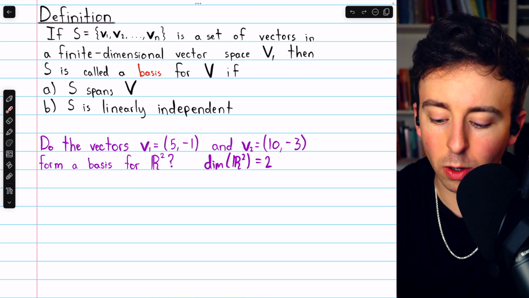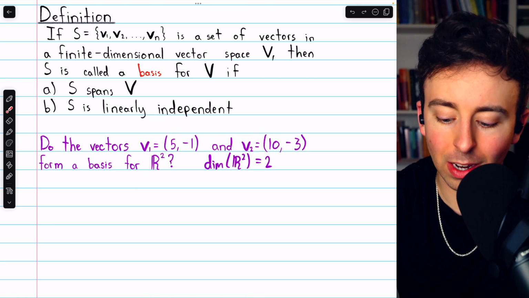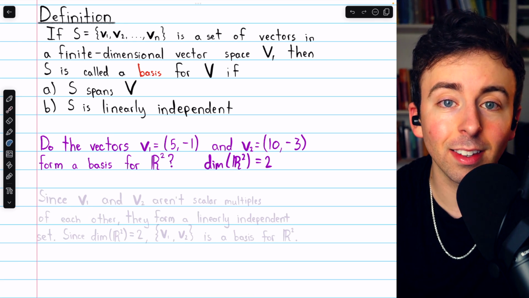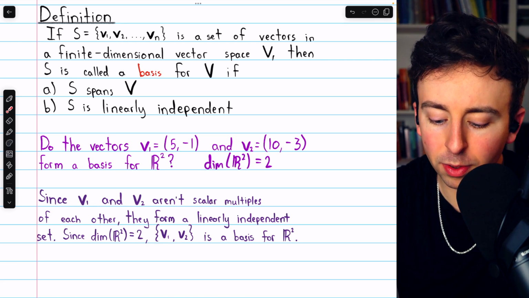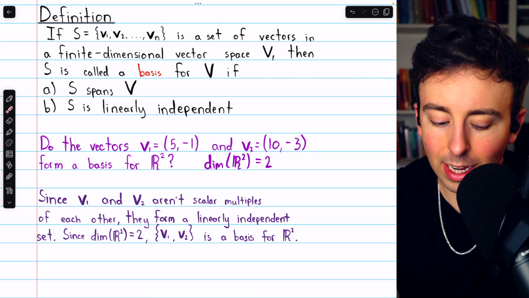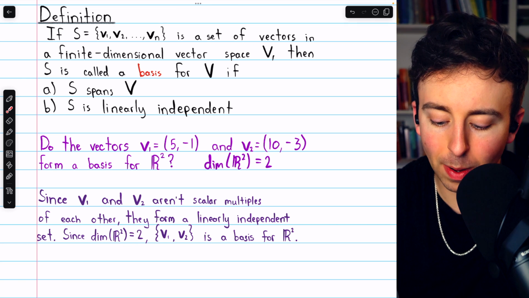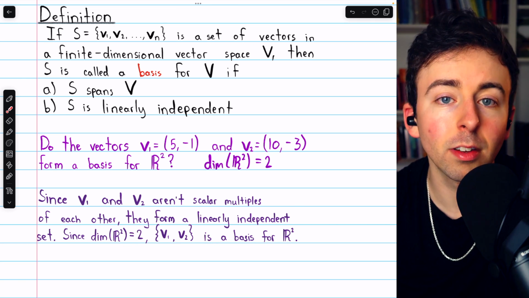Since we have two linearly independent vectors, and the dimension of R² is 2, this does indeed form a basis. v1 and v2 aren't scalar multiples of each other, so they form a linearly independent set, and since that's two vectors, which matches the dimension of the space, this set is a basis for R².